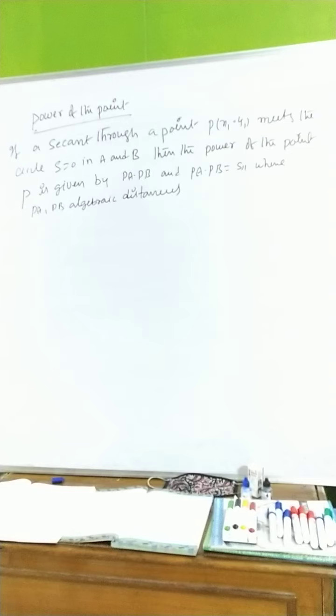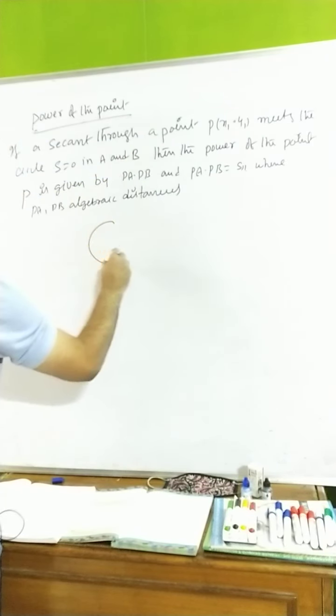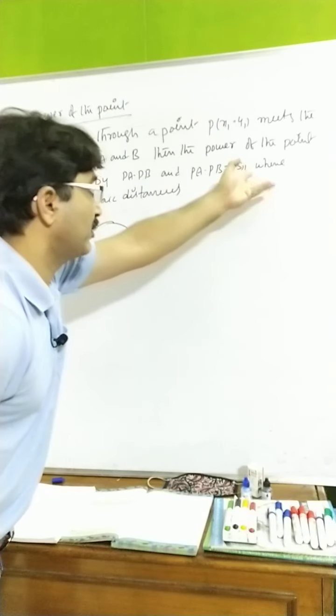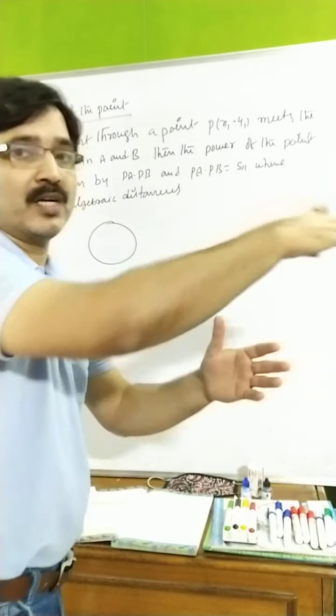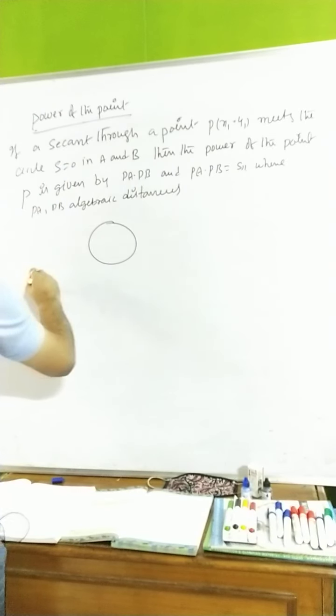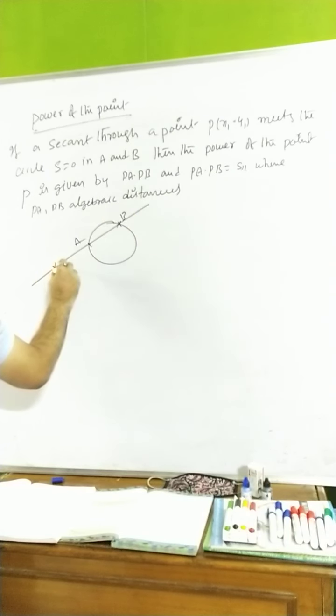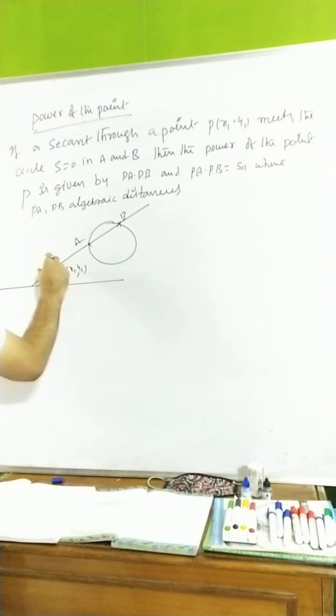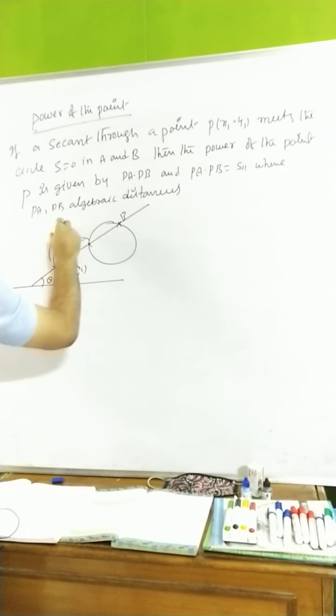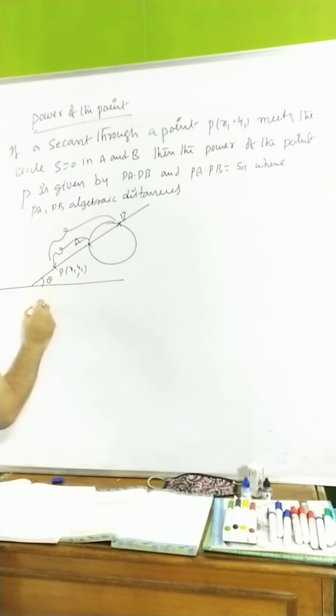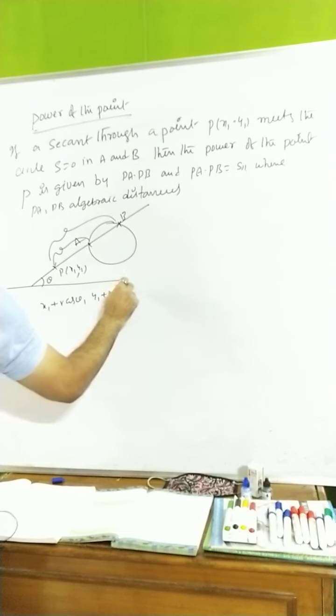Now let us see how we are going to prove this. For a secant through a point, the power of the point is nothing but PA into PB is equal to S11. Why? If a line cuts the circle at 2 points A and B, and somewhere here I take P, that is (x1, y1), and the line makes some angle theta, then the distance is r. So I can say that (x1 plus r cos theta, y1 plus r sin theta) is a point.